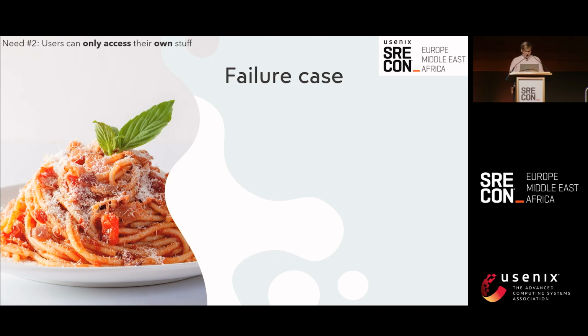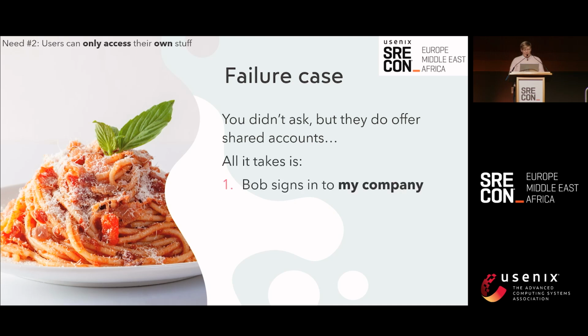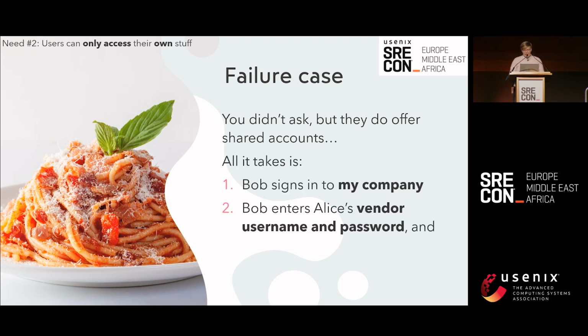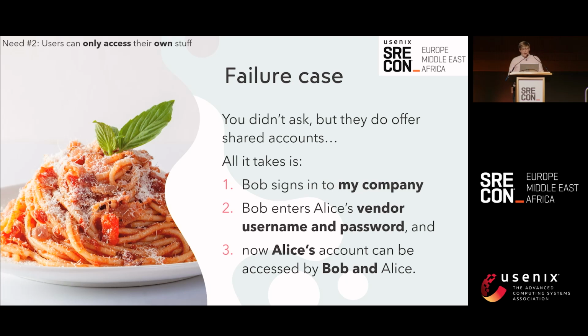So here's a failure case that could happen if you don't understand shared accounts and you just assume that they don't offer them because that is how you understand things should work in your company. Okay, so you didn't ask and they offer them. All it takes is Bob signing into my company and entering, like I said, Alice's vendor username and password, which is available because Alice used the exact same username and password on the Cool Dog site, which got breached. So now Alice's account can be accessed by Bob and Alice. And the worst case scenario, again, is if you don't know and nobody gets notified when these linkages are set up. So yeah, it's very useful to make sure you're asking these questions.